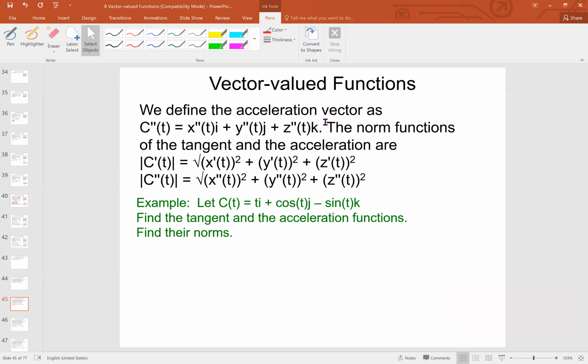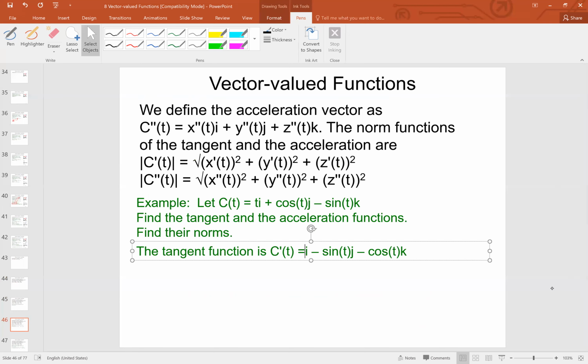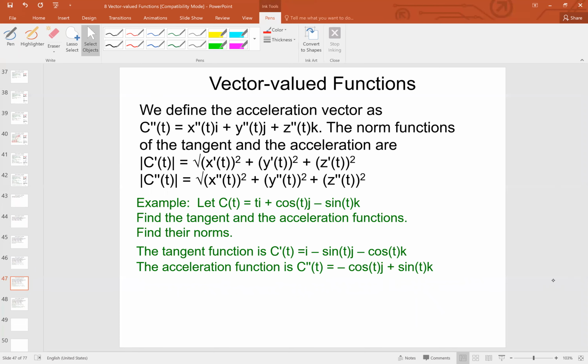Calculate the tangent, take the derivative once, calculate the acceleration, take the derivative again. In front of i is 1, and the derivative of 1 is 0. So C double prime of t has no i component. And that's the length of the tangent and the length of the accelerations.